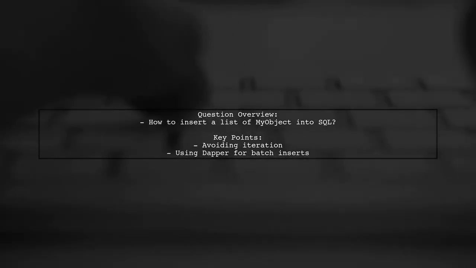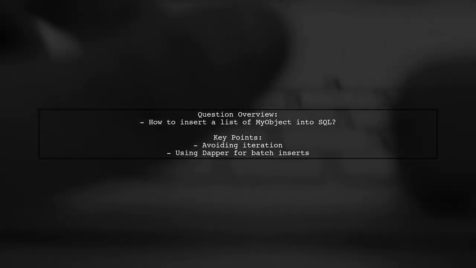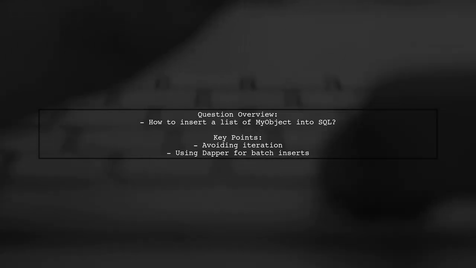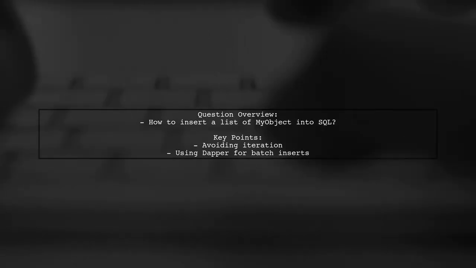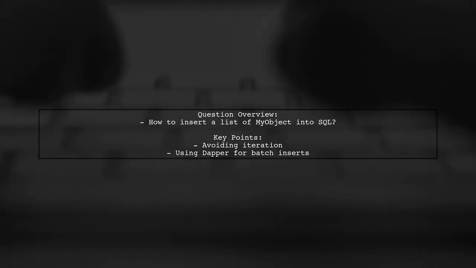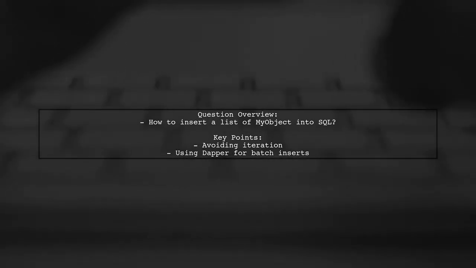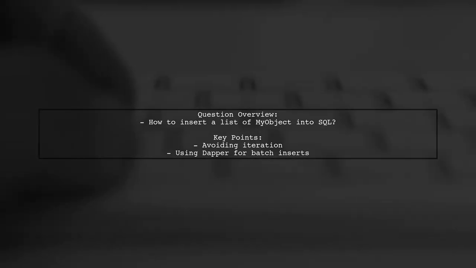The question is straightforward. Our viewer has a class called MyObject and wants to insert a list of these objects into a SQL table without iterating through each item. They want to know how to achieve this efficiently using Dapper.